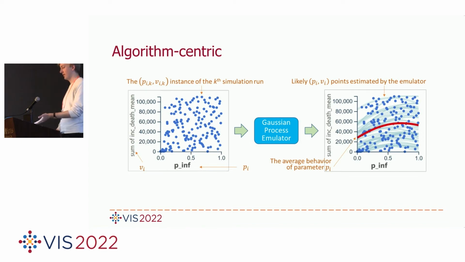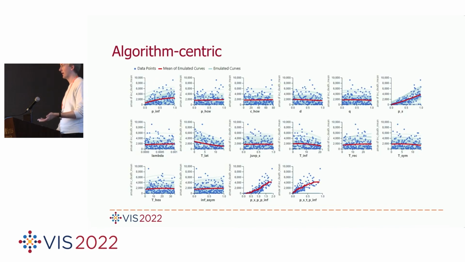We can then repeat this for all the parameters to produce a grid like this. And from this, modelers were quickly able to identify from the gradient of the red lines which parameters were important, but also how they are important.